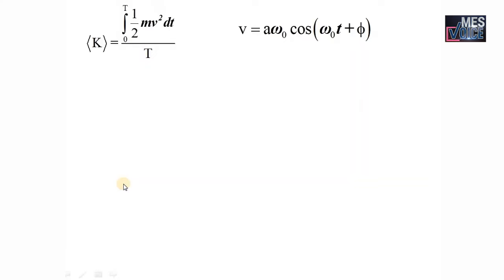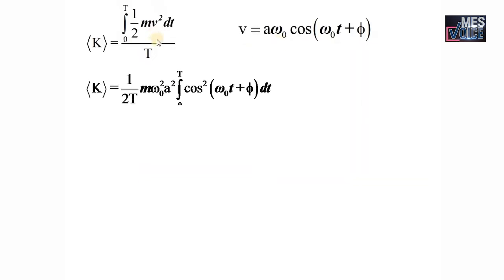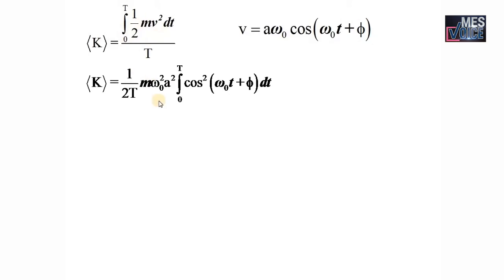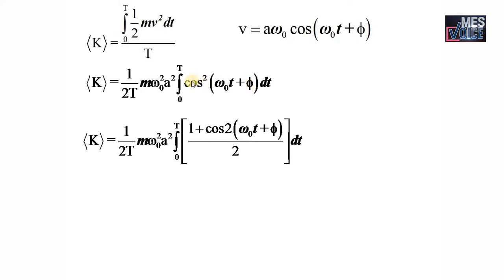Okay, now we can substitute for velocity. So on substitution of velocity in this expression, what we get is 1/2T you can take outside, and some constants, the mass, ω0, A², these all terms can be kept outside, and within the integral we have the integral of cos²(ω0t + φ). And obviously we know the cos² function can be written as (1 + cos 2θ)/2. So we replace cos² here, only then we can integrate. That is why we are splitting it up.